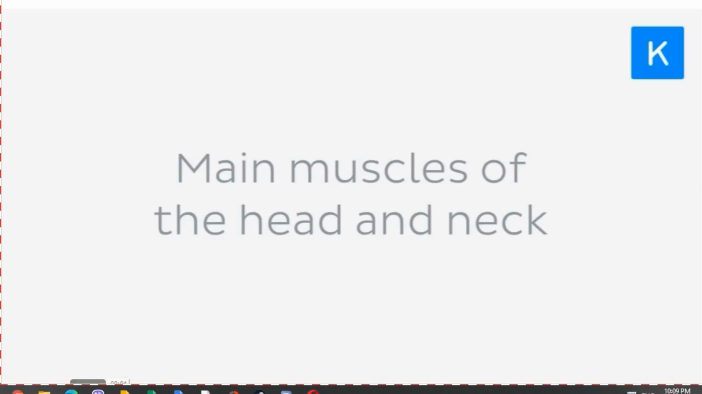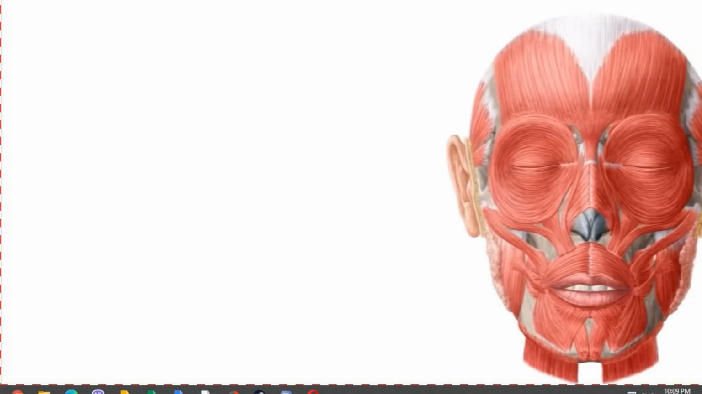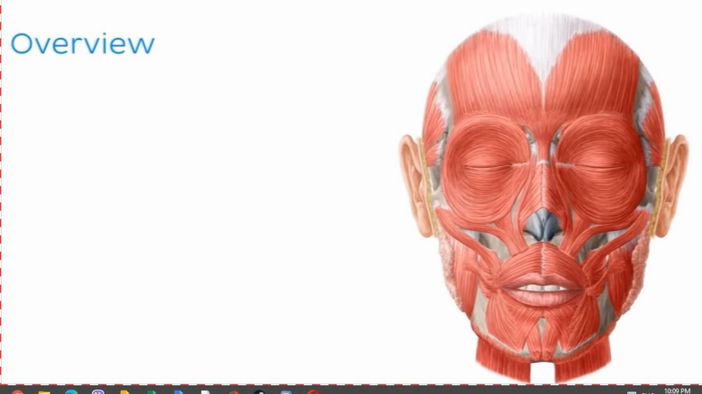We'll be looking at the main muscles of the head and neck. The head, which you can see in a frontal view without the skin on the right, is the most superior structure of the human body. It is attached to the trunk of the body by the neck and contains the brain, the ears, the eyes, the nose, and the mouth.